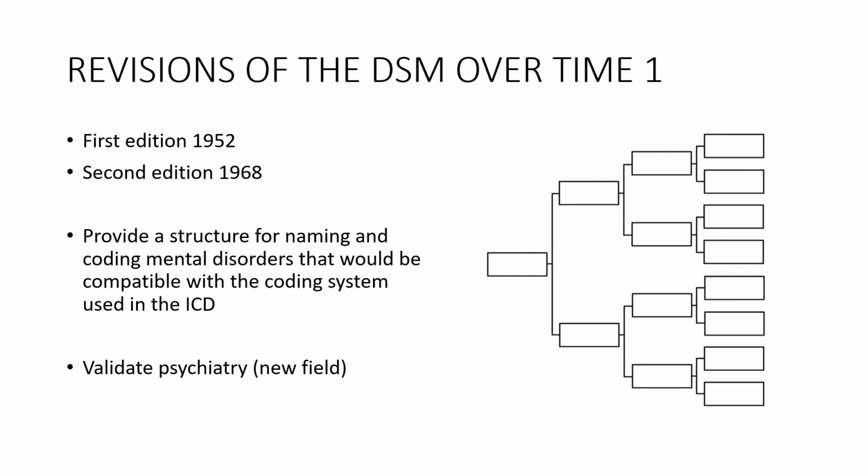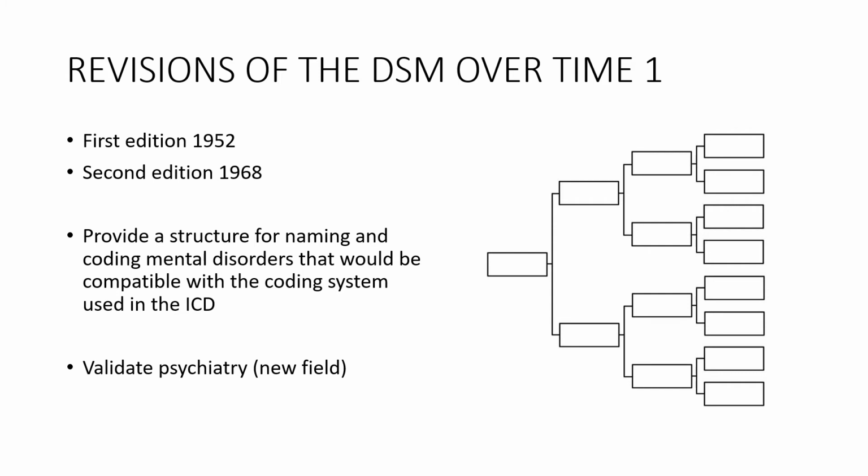The first edition was done in 1952. The second edition was 1968. It provided a structure for naming and coding mental disorders that would be compatible with the coding system used in the ICD, just like we talked about in the previous slide. So there are things that match up so that they can be understood both in the ICD as well as the DSM. And of course, during this time period also, it would validate psychiatry.